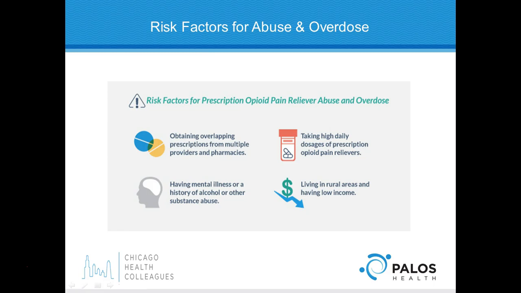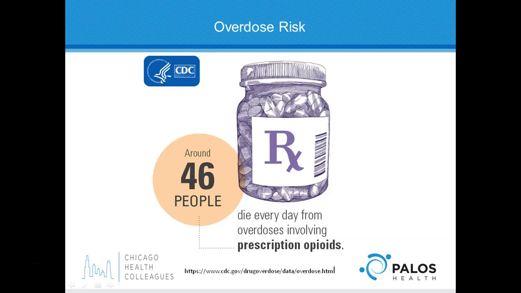Now, risk factors for abuse and overdose include obtaining overlapping prescriptions, multiple providers and pharmacies. Having a substance use disorder or a mental health illness is another huge indicator of abuse and overdose. Also taking high dosages of prescription opiate pain relievers, living in rural areas, or having low income. But we must also consider people that are younger or unemployed, and all these factors have to be considered. To give you an estimate of how grand the problem has become, around 46 people die every day from prescription overdose. So this is something we must be concerned about.